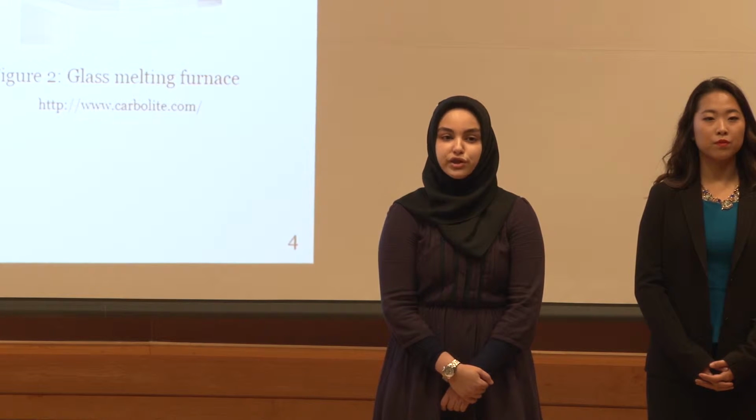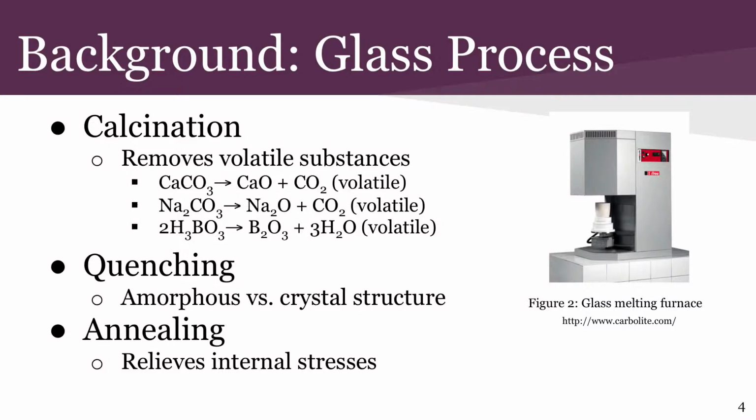Now, glass is an amorphous structure, which means that the atoms are randomly arranged as opposed to a crystalline structure in which the atoms form a patterned network. If we want to create our glass so that the atoms are randomly arranged, we must cool it very, very quickly to ensure that the atoms don't have time to arrange themselves. This process is called quenching. Now, quenching results in internal stresses within the glass that must be relieved. Thus, we anneal the glass, which is the process of very slowly cooling the glass to relieve the internal stresses.